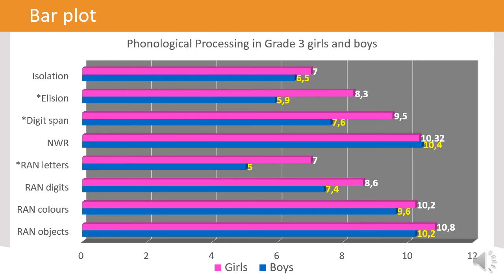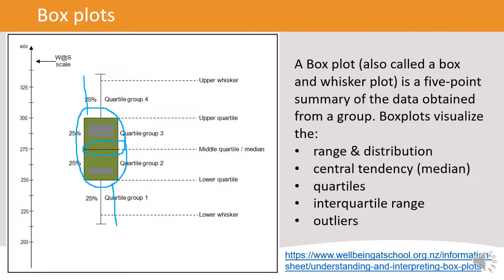There are many different types of bar plots, and I'm sure you are familiar with most of them. Bar plots come in very handy when you want to demonstrate the difference between groups on one or more variables. In this example, the difference between grade 3 girls and boys on a range of phonological processing measures is demonstrated. And as you can see, it seems as if the grade 3 girls are doing better than the boys.